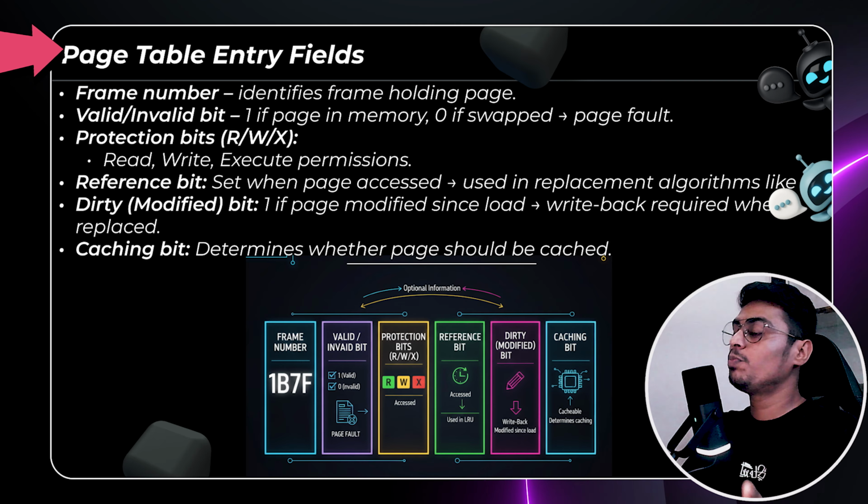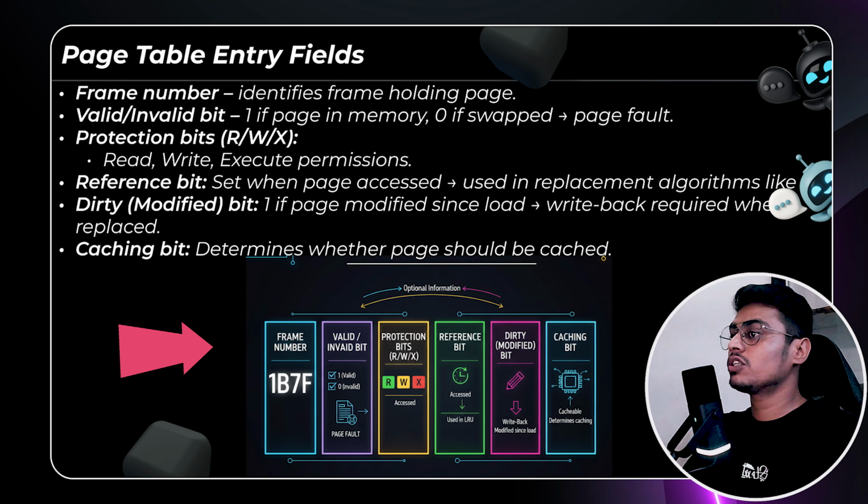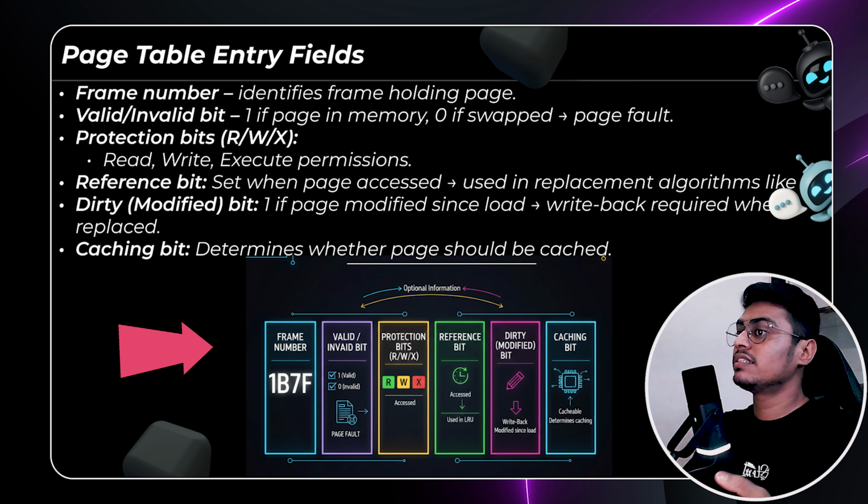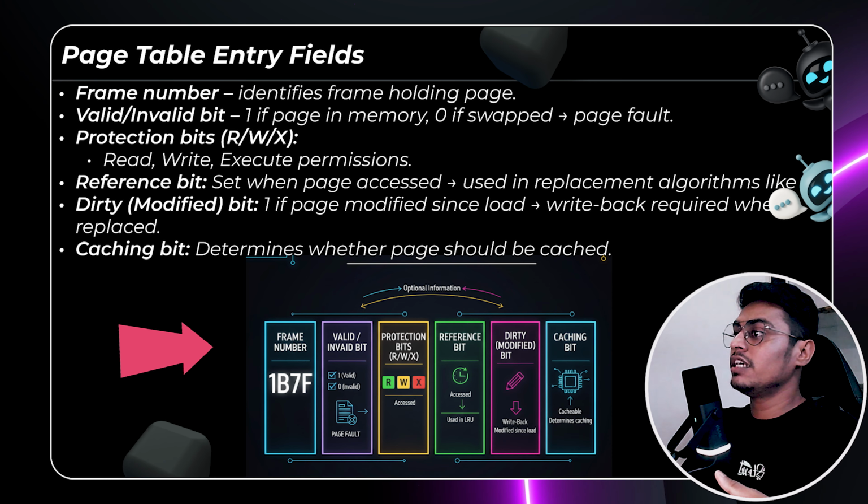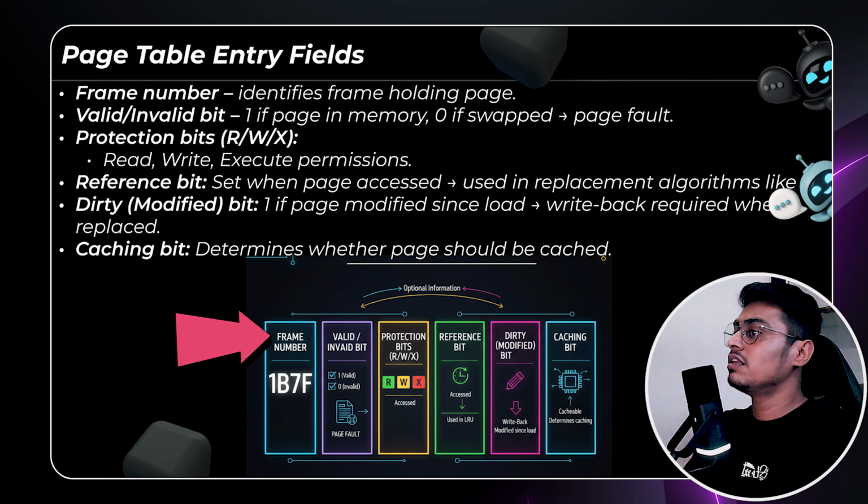Now moving forward to page table entries. While we have focused on frame numbers as the main content of page table entries, real page table entries contain several additional fields that serve important purposes. Let me explain each of these fields and why they are necessary. First is the frame number. This is the mandatory field we have been discussing. It tells us which frame contains the page. Without this, address translation would be impossible.